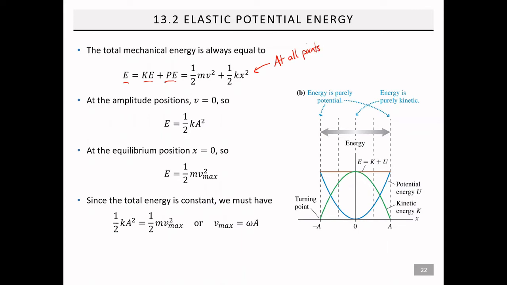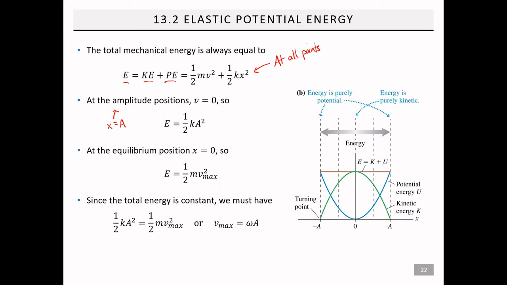But for the next two bullet points, I want to look at two specific points of the oscillation. First, I want to look at the amplitude position. So at this position, x is equal to A, and we know that the velocity is equal to 0 because this is where the object is turning around.